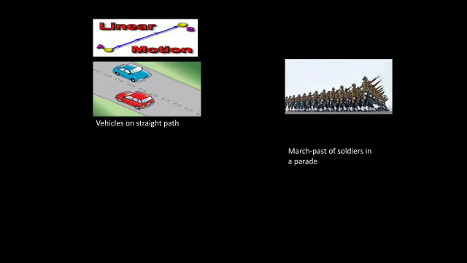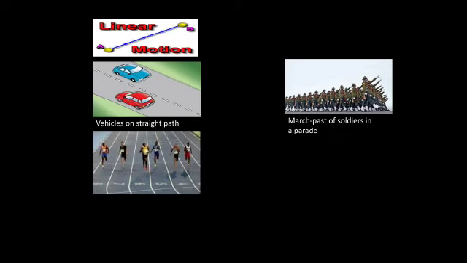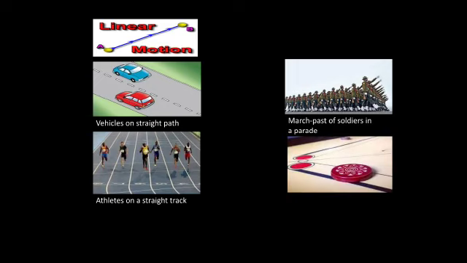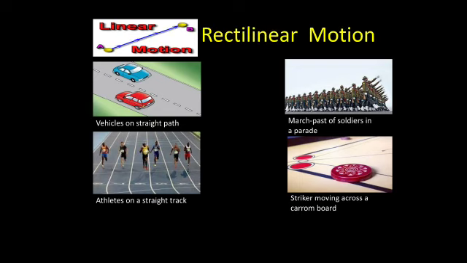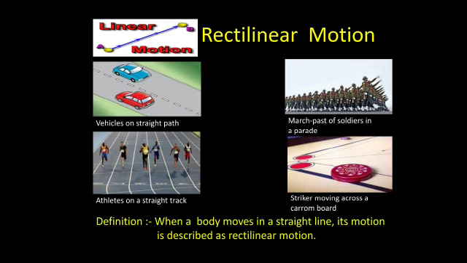So, look at this picture. This is the picture of vehicles on a straight path. Similarly, in the second one, a march past by the soldiers in a parade. Third one, the athletes on a straight track. And the fourth one, the striker moving across a carom board. These types of motion are known as rectilinear motion because they are moving in a straight line. Such motion by an object is known as rectilinear motion.